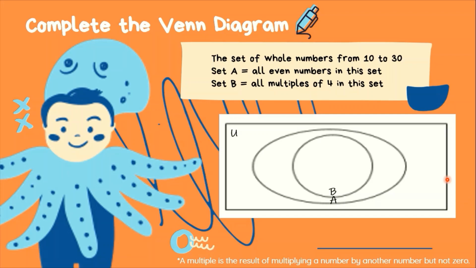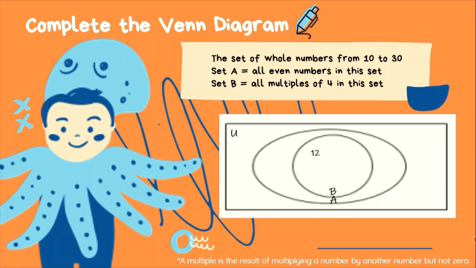Ito yung circle na nandito sa pinakaloob. 4 times 1 is 4. So ang 4 ay mas maliit sa 10 at hindi siya included sa 10 to 30 kaya hindi siya mailalagay dito sa B. 4 times 2 is 8. Ganun din. Masyado siyang mababa. 4 times 3 is 12. Pasok. Pasok siya dun sa 10 to 30. So, pwede natin siyang ilagay sa loob ng B.